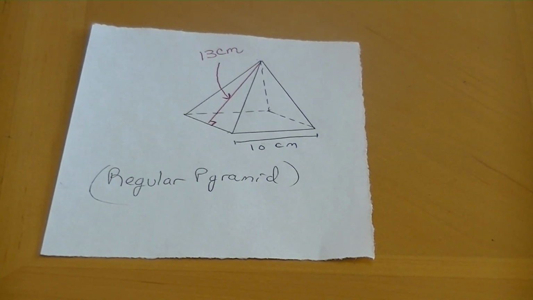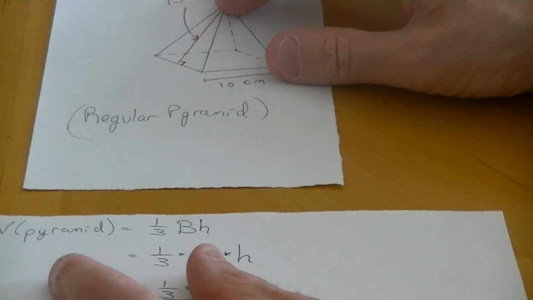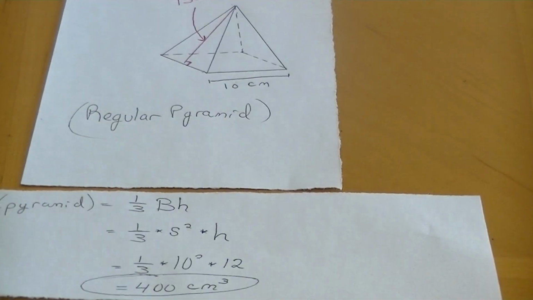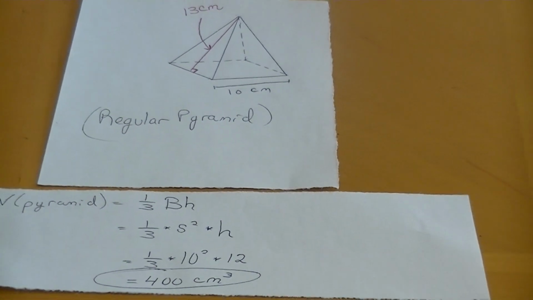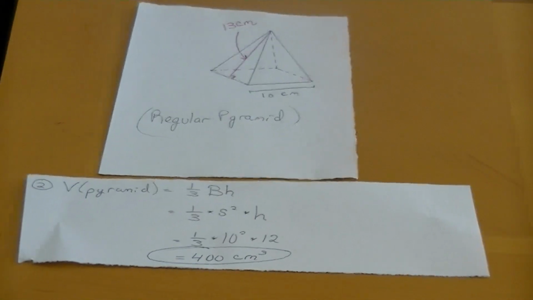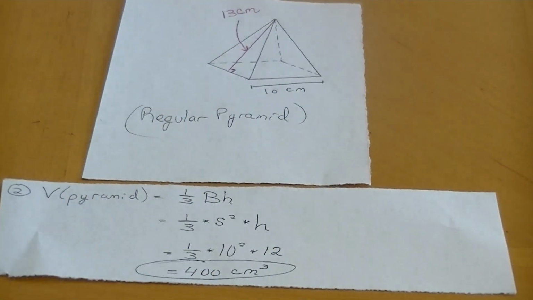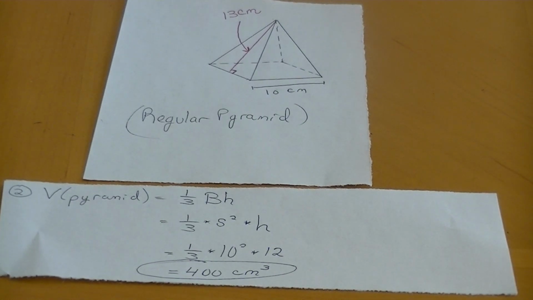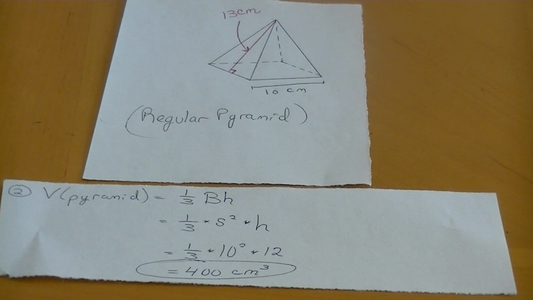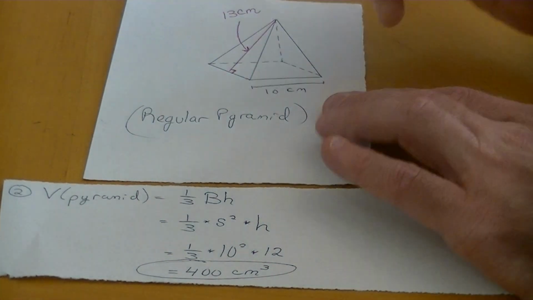Here we go. You'll notice the area of the base I changed to s squared on this one, because the base is a square, and that's the formula for the area of a square. But we need to know the height, so I'm going to draw the height.